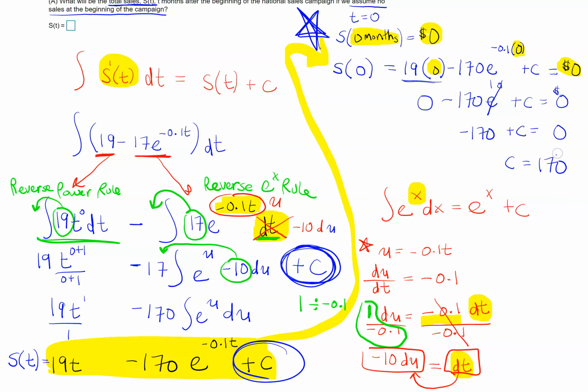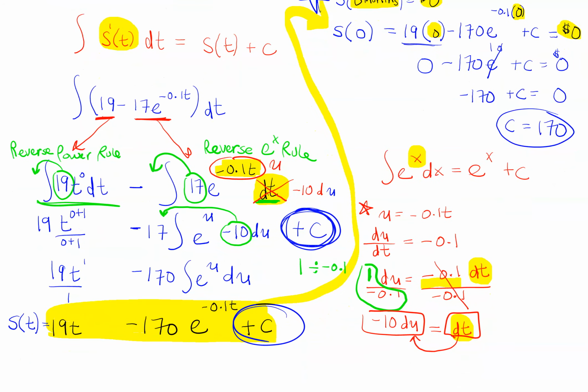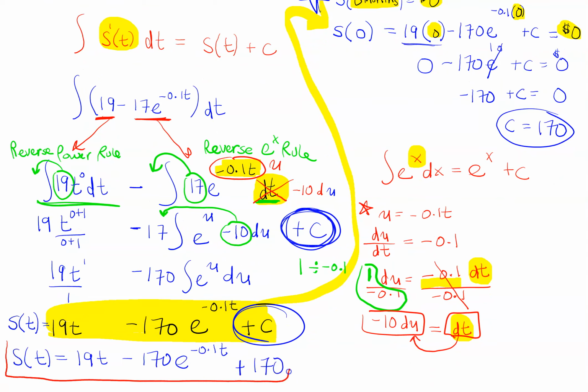So now I know that specific value of c. So I'll just go ahead and replace that down here in this function. And now we have a particular sales function for this particular situation. And now for any input they give me, for any number of months since the campaign began, I can output some dollar amount after those number of months have passed. Okay, so there we go. We have a particular total sales function.